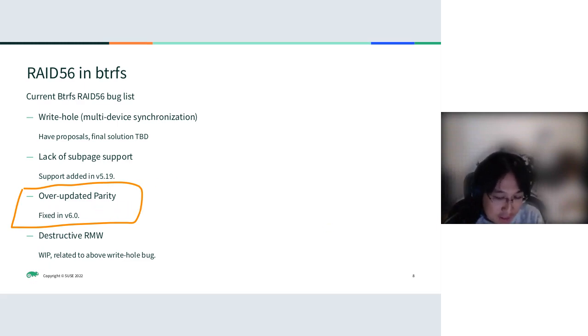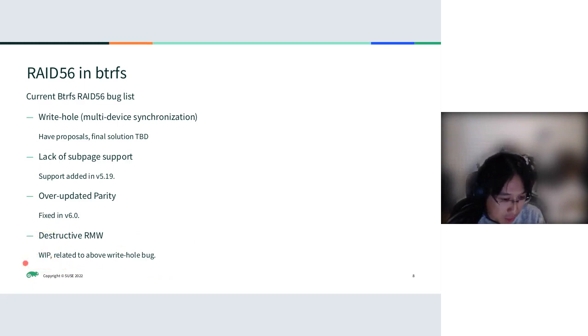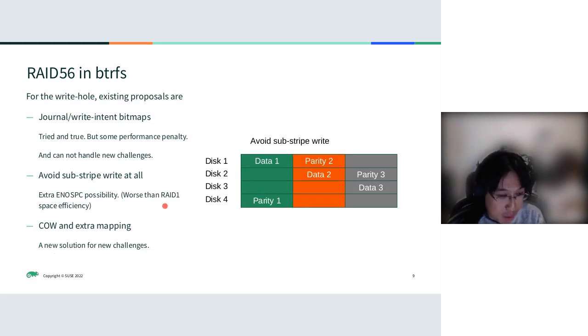And finally, the destructive RMW, which is common to all RAID56. In fact, it's not fixed yet. It's still work in progress. I have already submitted a proof of concept patch set to the mailing list, and I believe this can be solved pretty soon. So let's talk about the problems one by one.